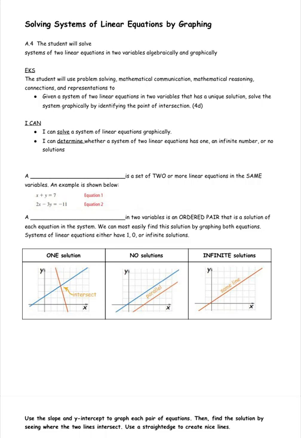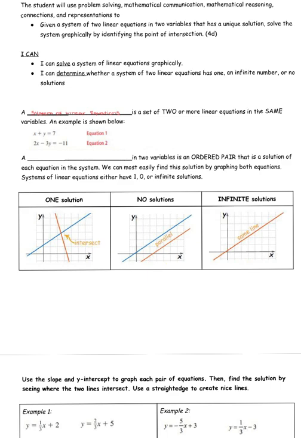A system of linear equations is a set of two or more linear equations in the same variable. An example is shown below. So we have x plus y equals 7 and 2x minus 3y equals negative 11. Again, that is a system of equations because it's two or more equations. They're going to be graphed on the same coordinate plane, and then we determine whether the equations have one solution, no solution, or infinite number of solutions.